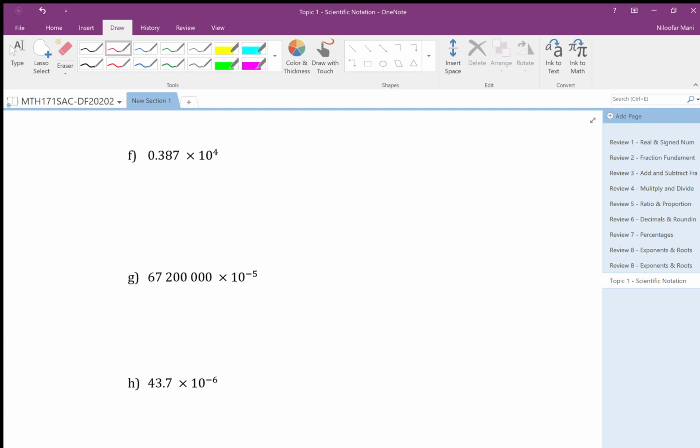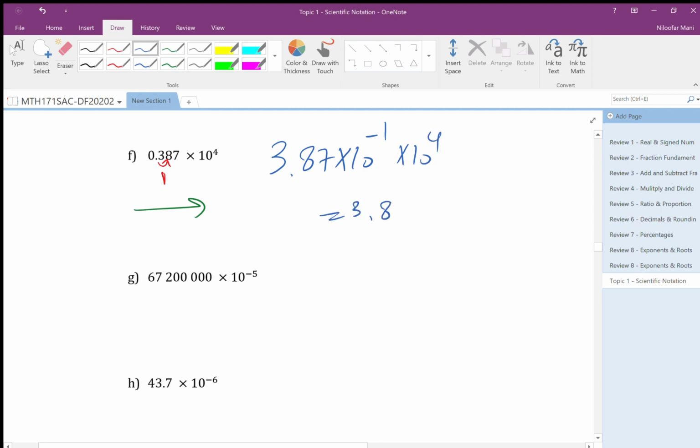Okay, so how about this? I do one move here, and to which direction? This direction, so it means negative. So it's 3.87 multiple 10 power minus 1 multiple this, which is 3.87 multiple 10 power 3. Yes? Yeah.